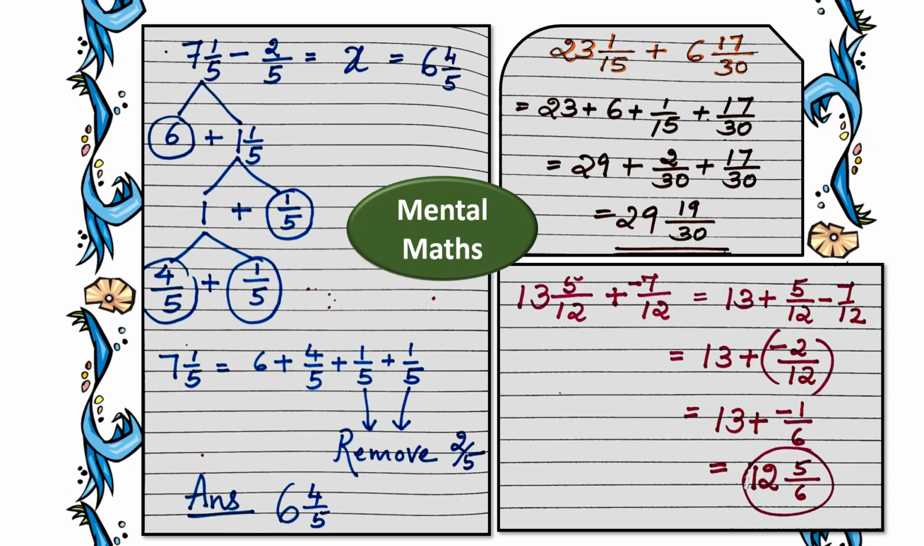Next one is 13 5 by 12 and minus 7 by 12. Again, this can be done orally without pen and paper. So you can imagine that 1 can be written as the same number by the same number. It can be 23 by 23, 7 by 7, 15 by 15, 20 by 20, 88 by 88, etc.